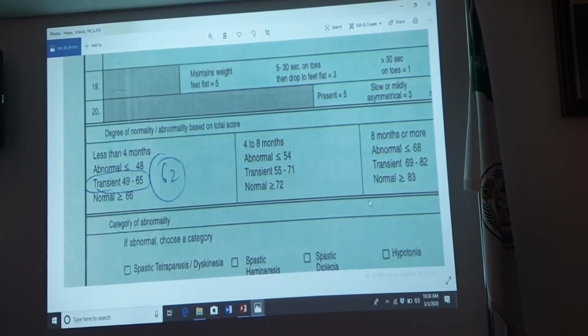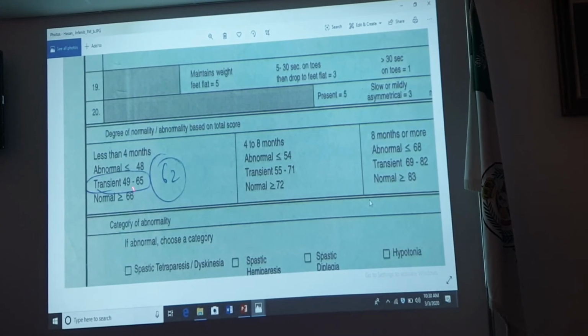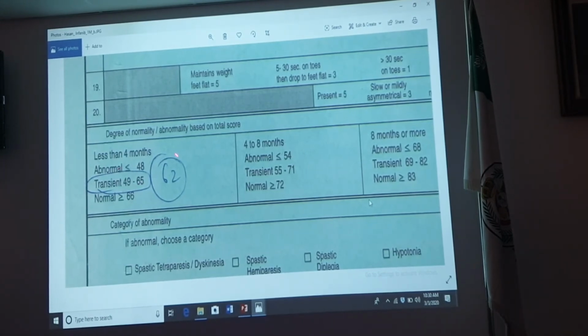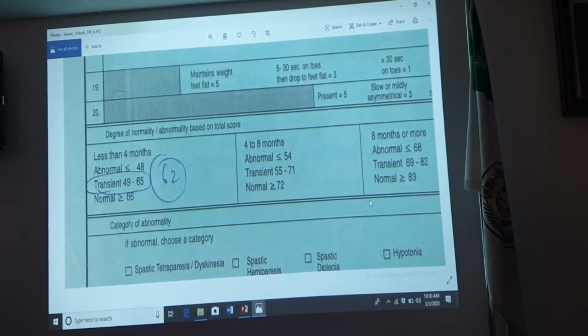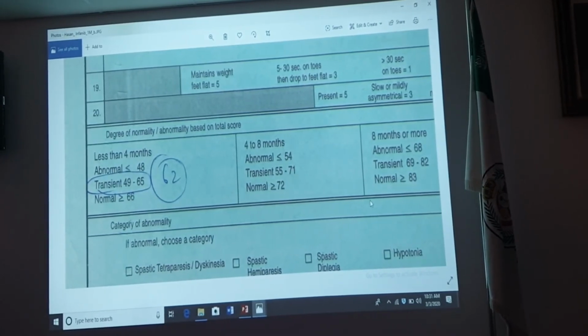Now we look at the total score. Less than 4 months, birth to 4 months. I am addressing some of the questions that you have put here. Look at this, less than 4 months. What you do is calculate the total items that you can apply from birth. Look at this: item numbers 1, 2, 3, 4, 5, 6, 7, 8, 9, 10, then 13, 14, 15, then 18. So how many items?